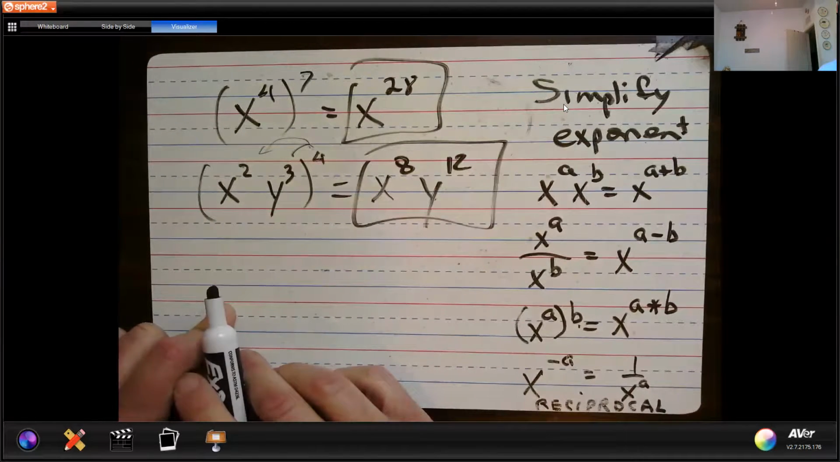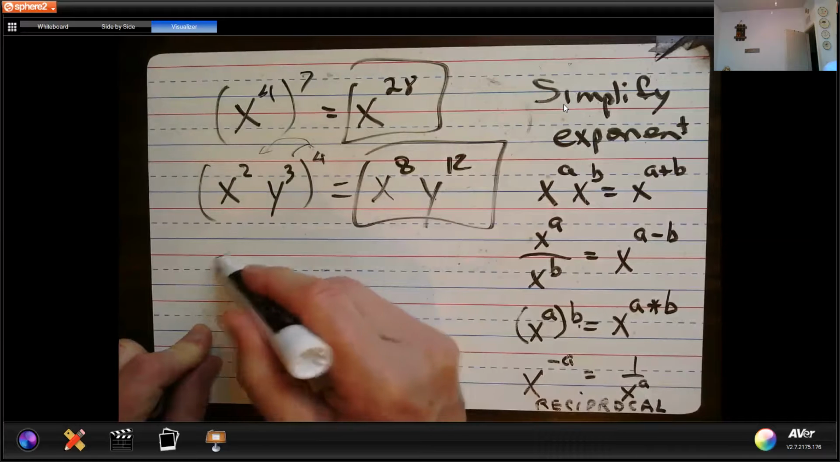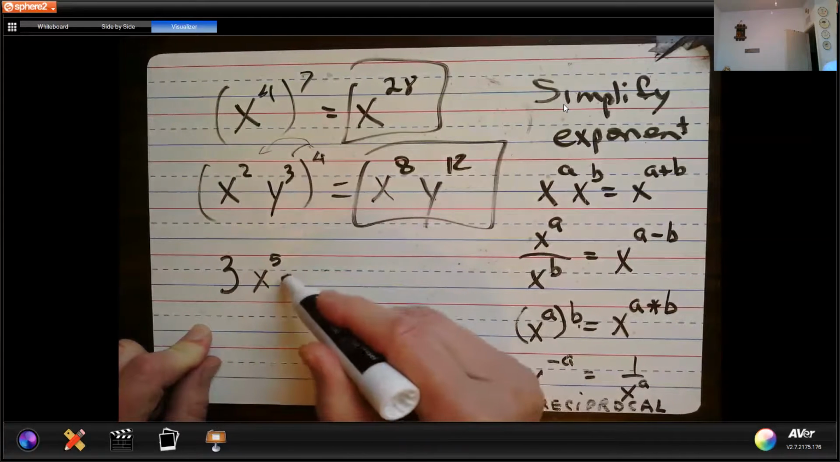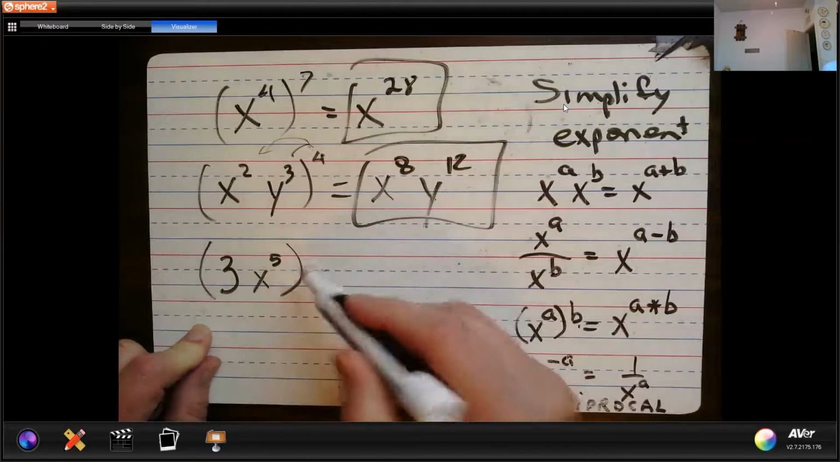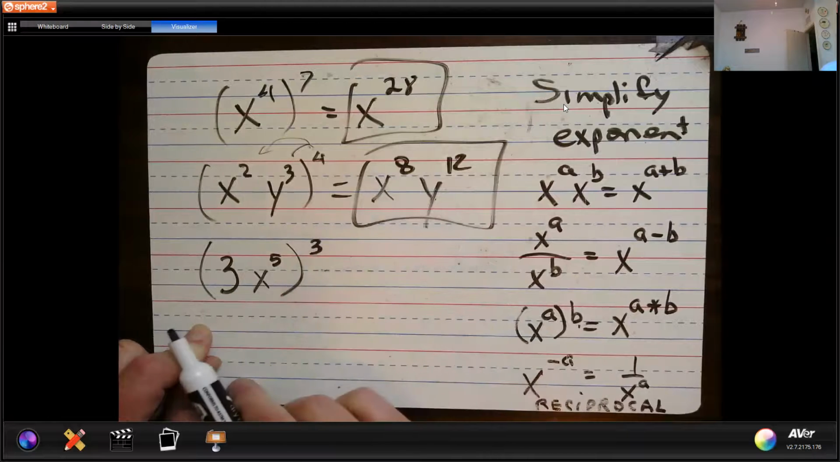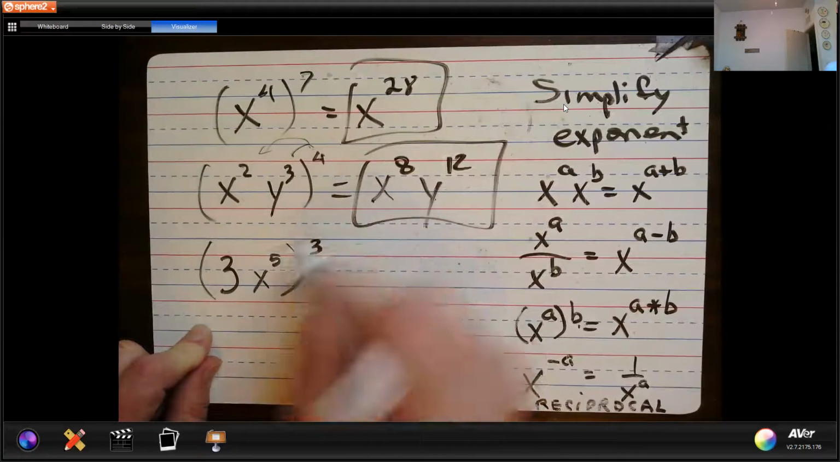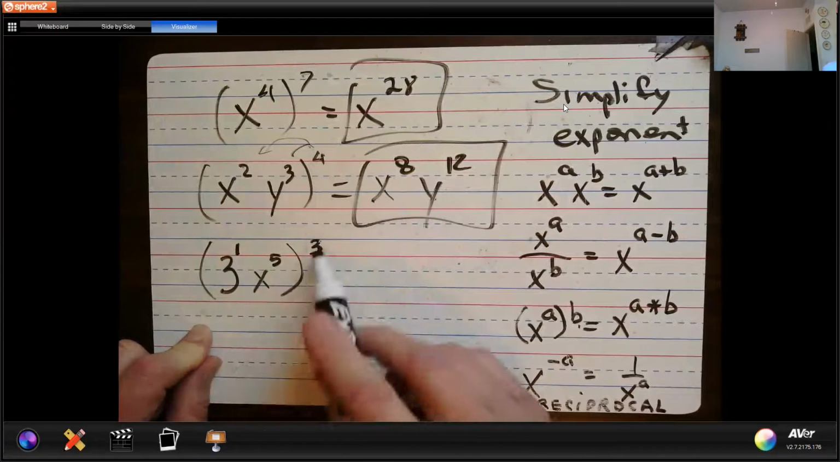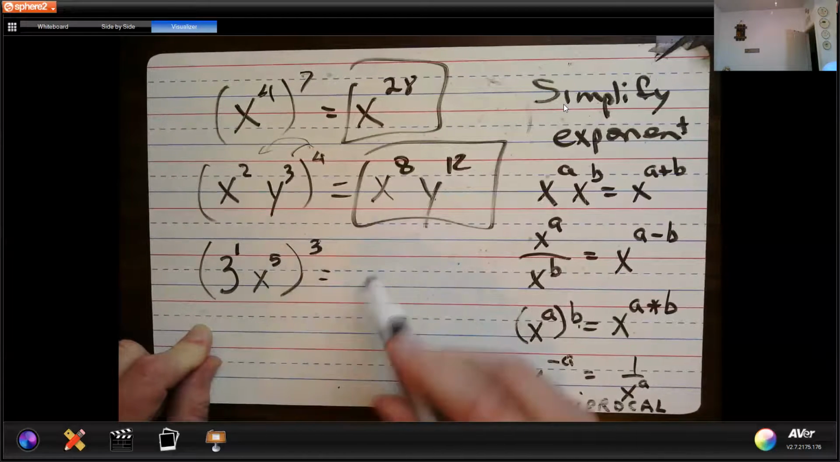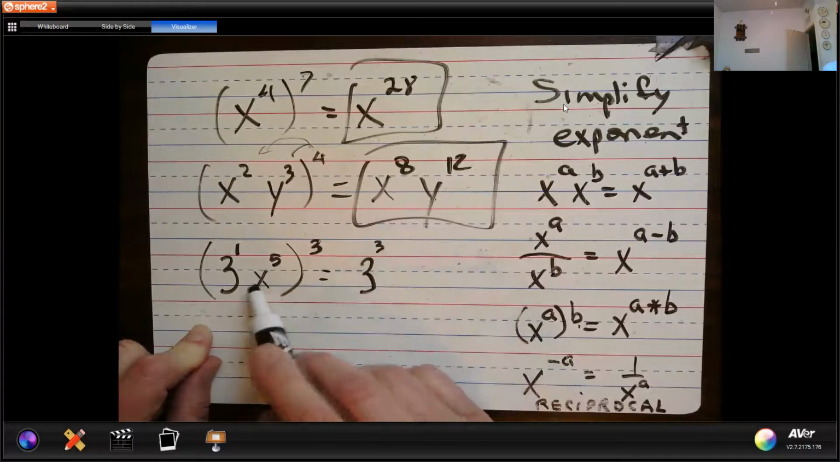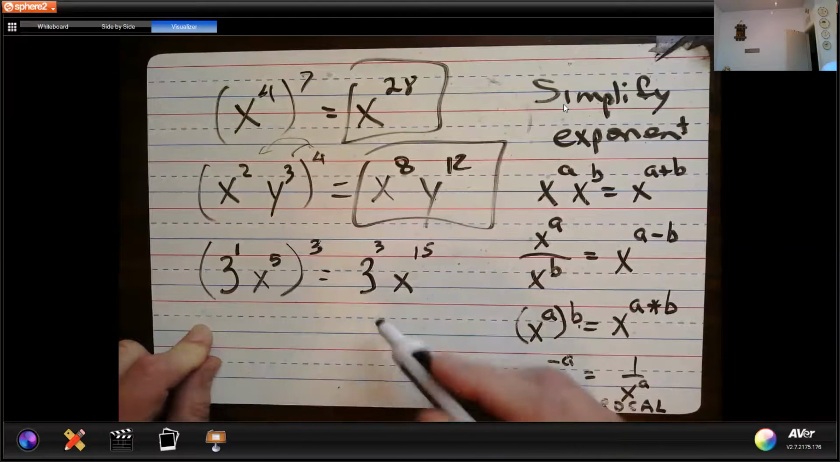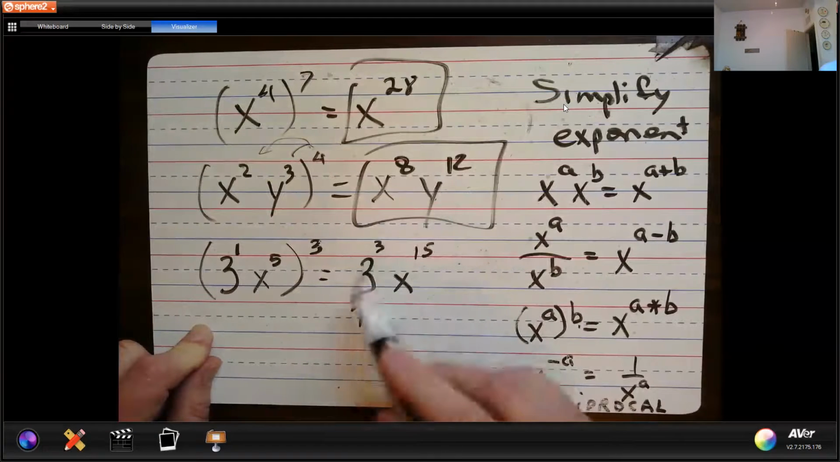Look at that. What if there were numbers? Oh, numbers make you scared, huh? No reason to be scared. Absolutely no reason. So let's raise this to the 3rd power, right? Now remember this, you're not multiplying 3 times 3. You're multiplying the exponent times 3. So this is really 3 to the 3rd power and x to the 15th power, right? That's what that is. But you have to work this out.